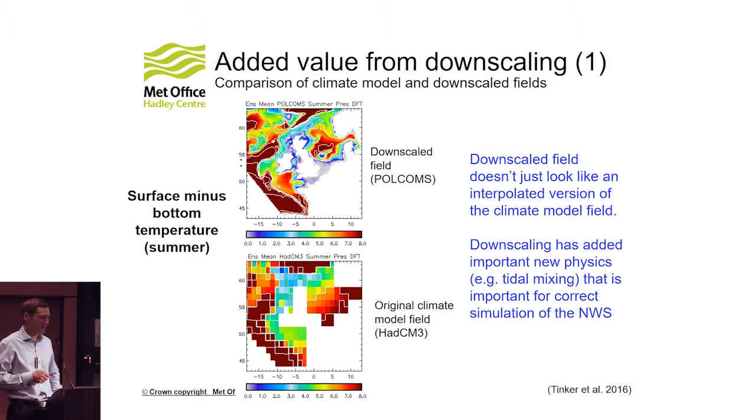And this is really just making the point, as I guess it's fairly obvious, but the downscaled field doesn't just look like an interpolated version of the original field with a bit more detail. The fact that you've got different processes, tidal mixing going on in this new downscaled domain, and of course the differences in the bathymetry and the coastline make a really big difference in terms of the simulation that you get.